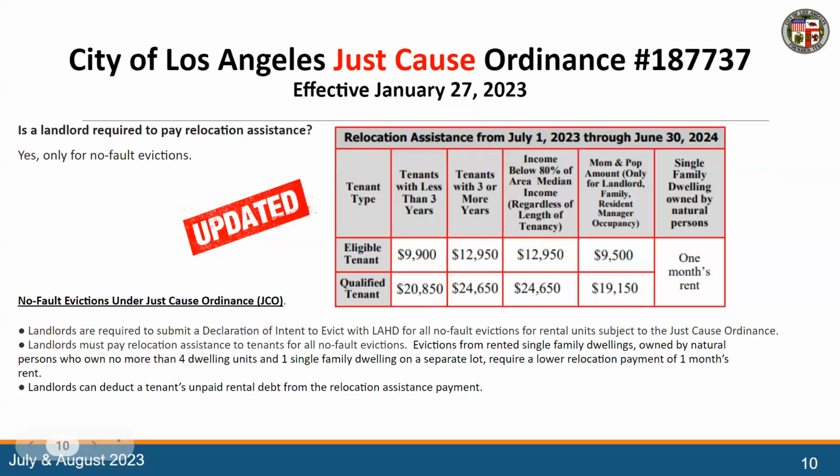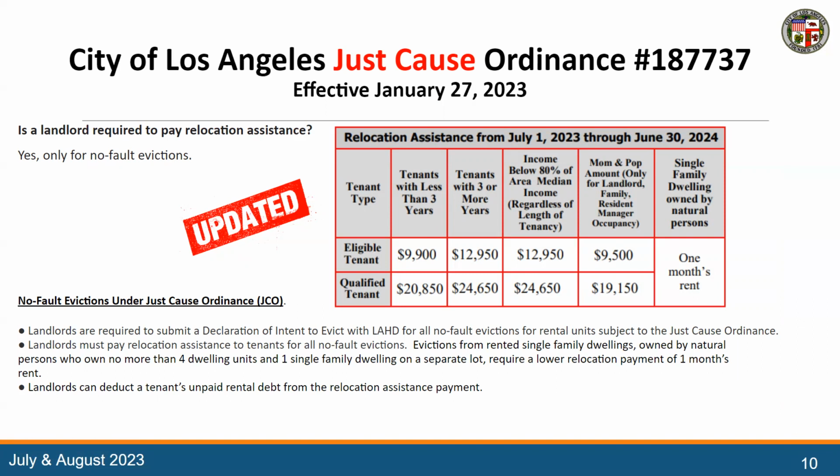Landlords must pay relocation assistance to tenants for all no-fault evictions. Relocation assistance depends on the composition of the household as seen on the chart. A qualified tenant is any tenant who on the date of service of the written notice of termination is 62 years of age or older, handicapped or disabled, or who has one or more minor dependent children.